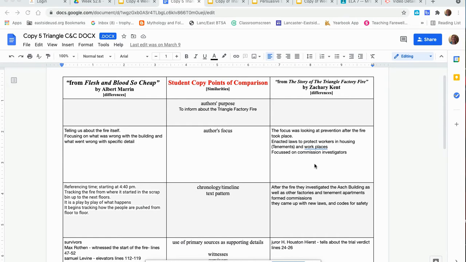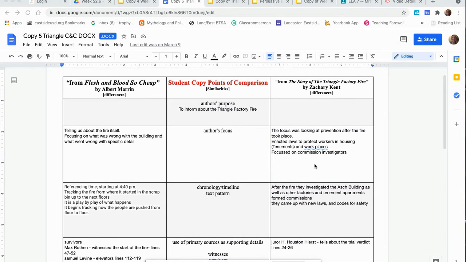Our students read a collection of excerpts about the Triangle Shirtwaist Factory fire that occurred in New York City in 1911. One of the excerpts was from Flesh and Blood So Cheap by Albert Marrin. The other was The Story of the Triangle Factory Fire by Zachary Kent. And the idea was to take the two works and compare them, and then write a compare and contrast essay.